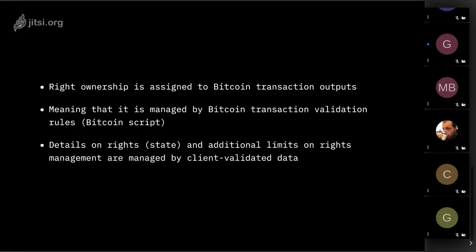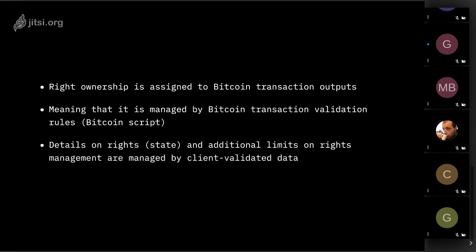And what RGB adds to Bitcoin, because it basically only comes down to Bitcoin transaction output management, is the rules and formats for the state. The rights can be very different. It might be coins, it might be identity, it might be something else, and these rights are connected with some state. When you assign the rights, you also frequently attach the state, and you also define additional rules that are applied on top of Bitcoin script rules to the rights management.